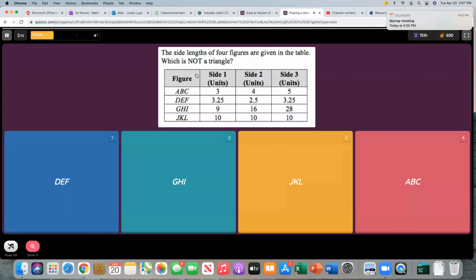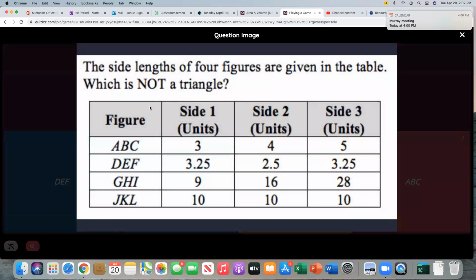All right, let's keep moving forward. Now, click on this one. These are four different triangles, and it's saying which of these cannot be a triangle. Please remember, ladies and gentlemen, that when you have a triangle, the two shorter sides, when you add them together, must be greater than the longest side. It must be greater than the longest side.